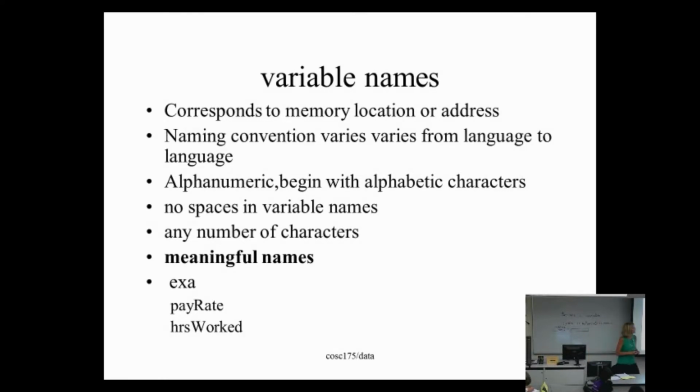Now, the naming convention can vary slightly from language to language. In this particular class, we chose to use the rules of C++, which is actually very similar to Java. So we're going to use alphanumeric characters. We always begin our variables with an alphabetic character. We have no spaces in our variable names. So if we want to have a multiple word variable name, what should we do?